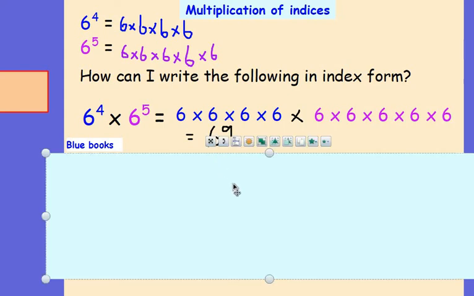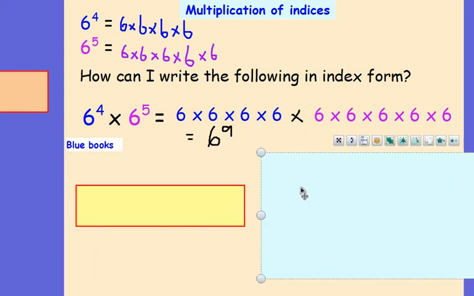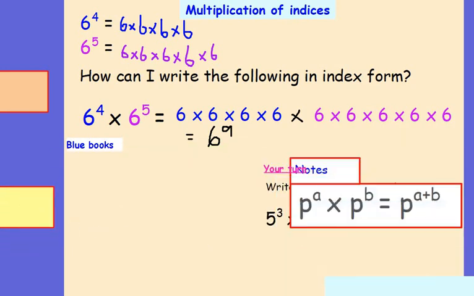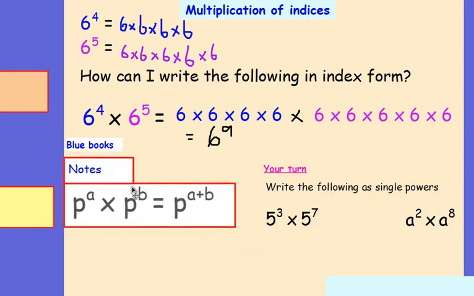So, let's go through an example. These are our notes. We know that something to the power of a times something to the power of b is the base to the power a plus b. In your dark blue books, can you write the title Multiplication of Indices? And underneath, can you write this note? When we multiply indices, we just add up the powers. Notice when we had 6 to the power 4 times 6 to the power 5, we just added together the 4 and the 5 to give us 6 to the power 9.